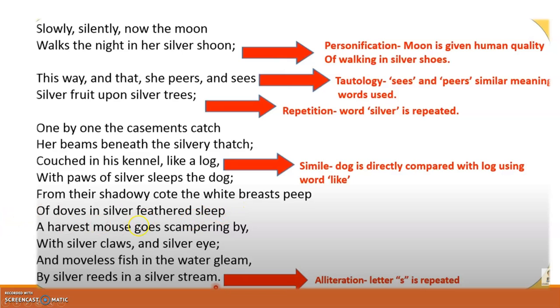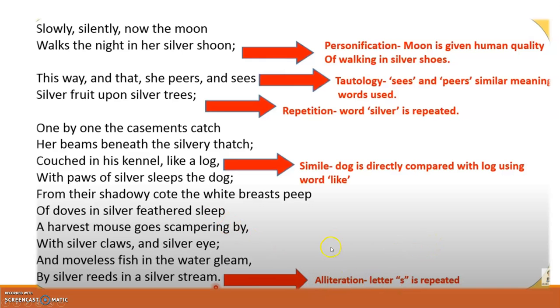A harvest mouse goes scampering by with silver claws and silver eyes, and moveless fish in the water gleam by silver reeds in a silver stream. Now here, the last line, we can take it as alliteration because the letter S is repeated, silver, silver. And even the word silver is repeated. So you can take it as repetition, the word's repetition, or, because S is repeated, you can take it as alliteration.